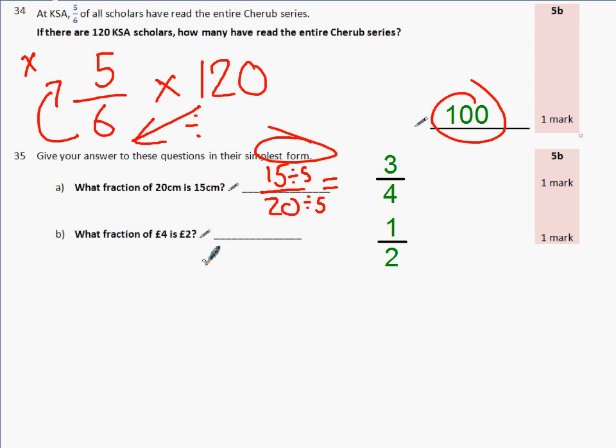Next one. What fraction of 4 pounds is 2 pounds? So it's a fraction out of 4 pounds, and it says 2 pounds out of 4 pounds. So very simply, we've created a fraction, 2 out of 4, but we're asked to simplify it. So we think of a number that they both divide by, and what do you get? Well, you can think of they both divide by 2. When you do that, you get 1/2, and that is fully simplified.